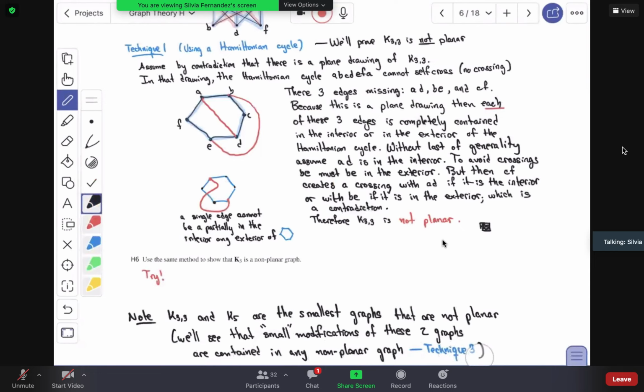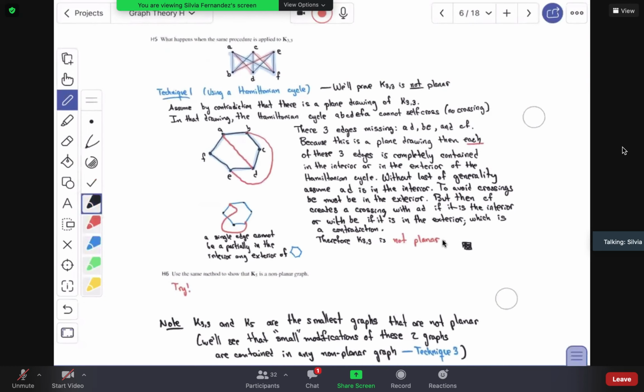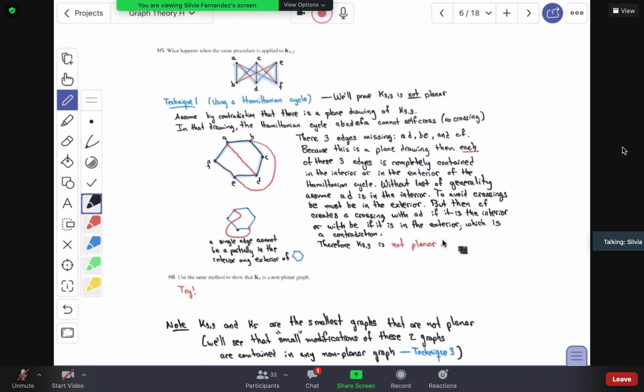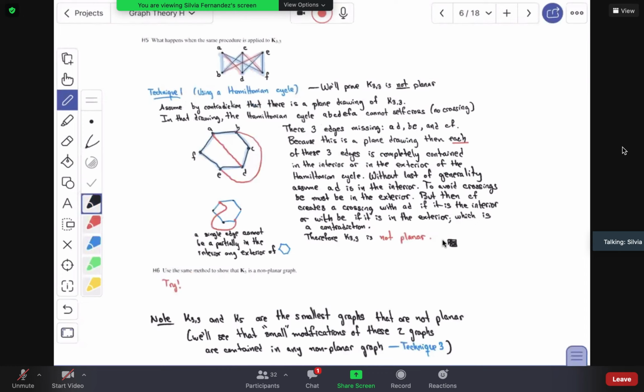To prove that a graph is not planar. So we'll go over our second technique, and then hopefully we can get to the third technique as well today. All right? Okay. Any questions so far?